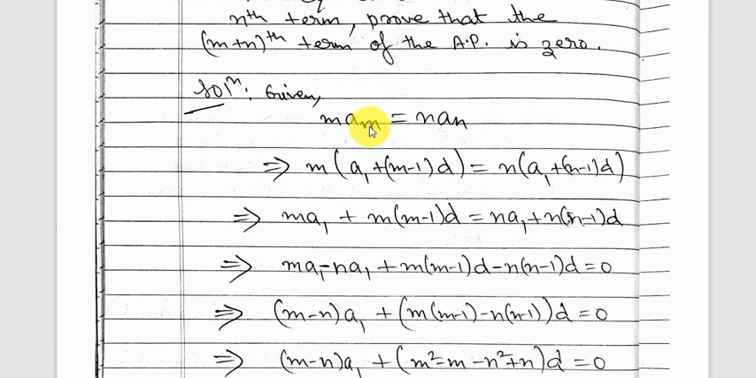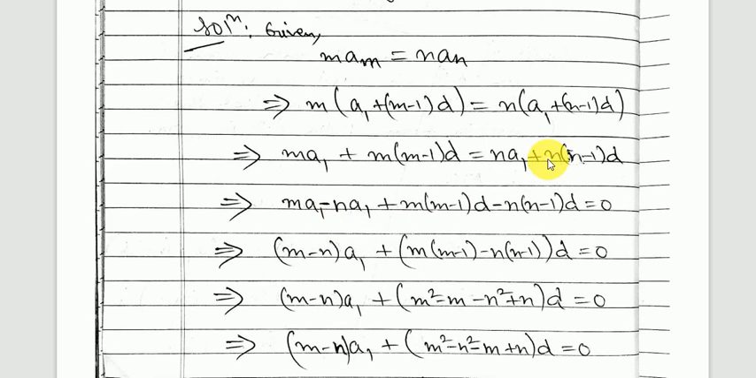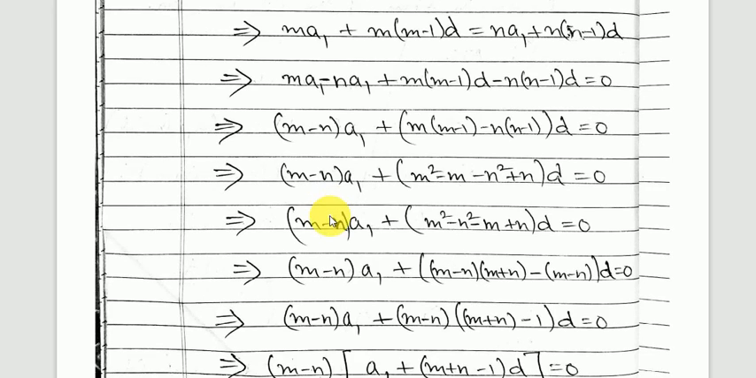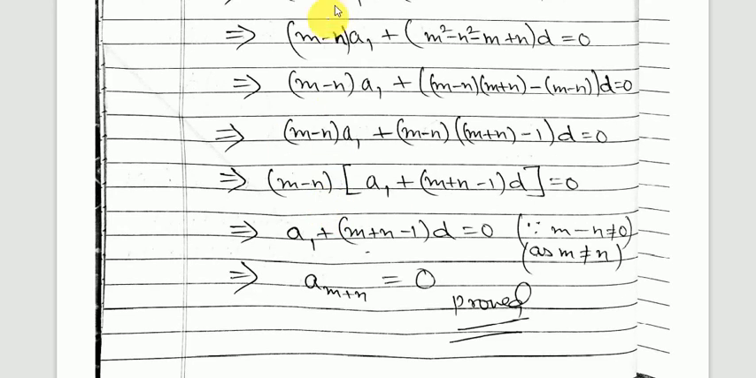Now am, the mth term, can be written as a1 plus (m minus 1) into d, by the definition of general term, and an can be written as a1 plus (n minus 1) into d. Now you simplify this, open the bracket, and bring everything to your left hand side. Go through these steps. If you have any problem, later on you can ask me. After simplifying, you'll get (m minus n) into (a1 plus (m plus n minus 1) into d) is equal to 0.